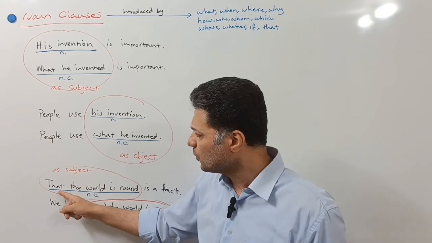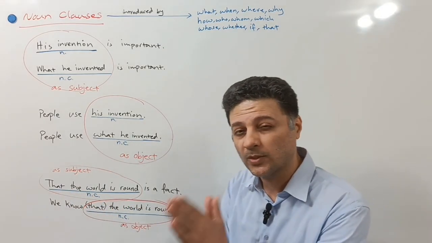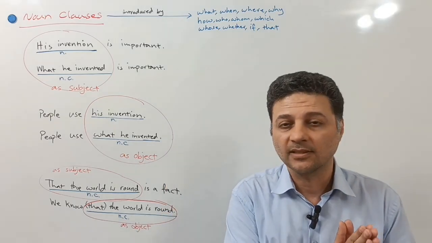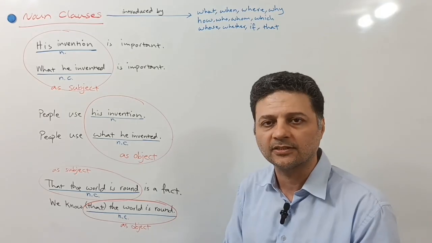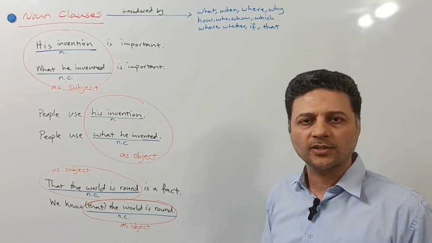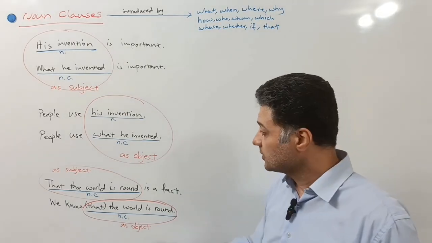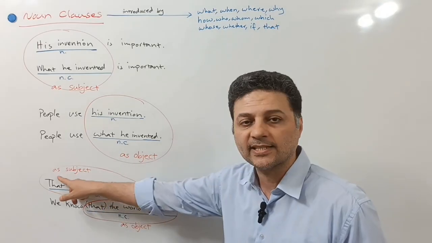Here, we use that the world is round. We always start with that. This that is not optional. It's compulsory. You have to use it. You can't delete it. You can't leave it out. That the world is round is a fact. Everybody knows today that the world is round, right? So this noun clause, that the world is round, has been used as a subject.